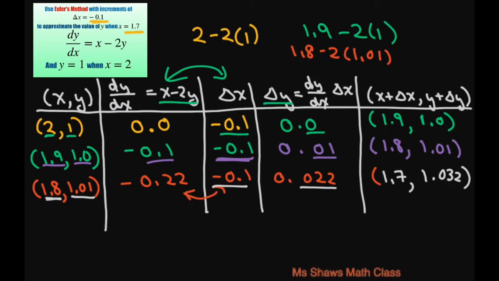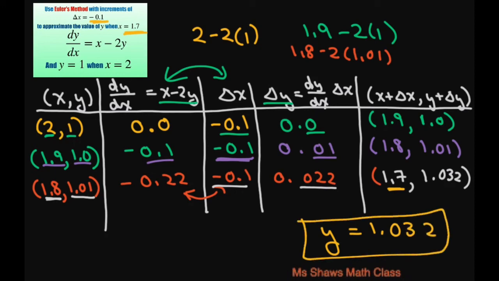So finally, when x is 1.7, the approximate value of y is 1.032. And that is your final answer.